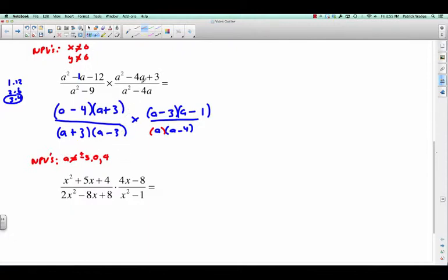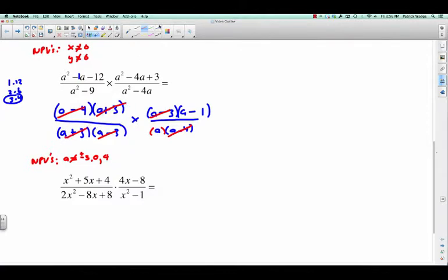Okay, we're ready to cancel now. So you're looking for things that are exactly the same. Remember, you can cancel binomials if you have exactly the same binomial on the bottom. I see an a minus 4 and an a minus 4, gone. I see an a minus 3 and an a minus 3, gone. Is there anything else? Yes, there is. This is why I don't like to call it cross-canceling. These two are not across from each other, but you can cancel them. One's on the top, one's on the bottom.